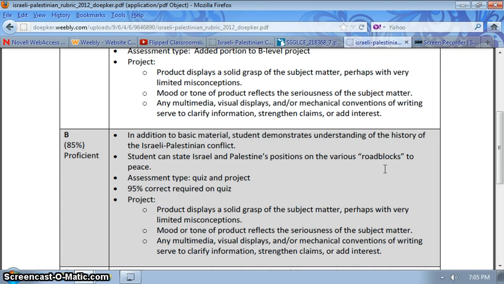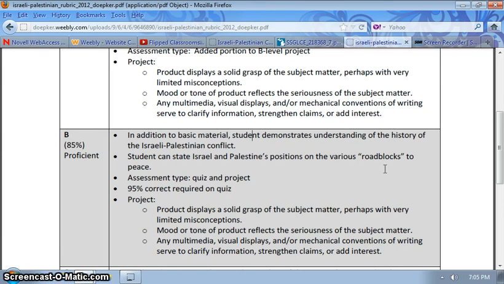Social scientists have identified 5 major sticking points, things that Israelis and Palestinians just can't agree on. And so in order to earn a B, students will have to correctly identify these 5 roadblocks and state Israel's position and Palestine's position on each of those roadblocks.